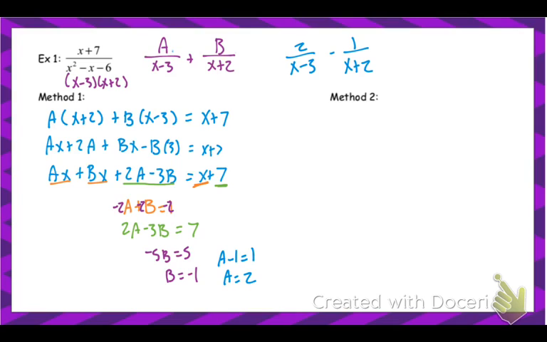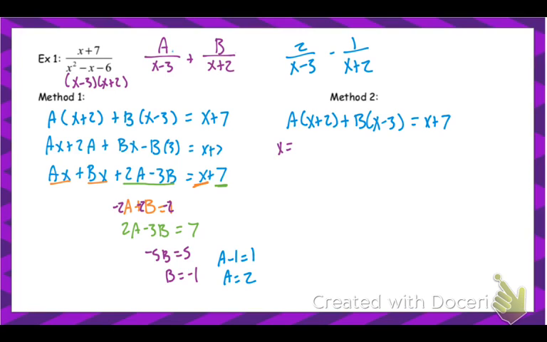All right, the second method is a little bit of a shortcut. It's going to start the same way, though. I'm still going to do a times x plus 2 plus b times x minus 3, and that's still going to equal x plus 7. But to solve for a and b, what I can do here is use elimination at an earlier step. So if I want to eliminate the a here, I can pick a value of x that's going to eliminate a. Well, if I multiply a times 0, it'll be eliminated.